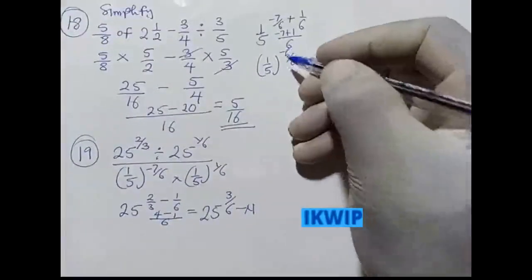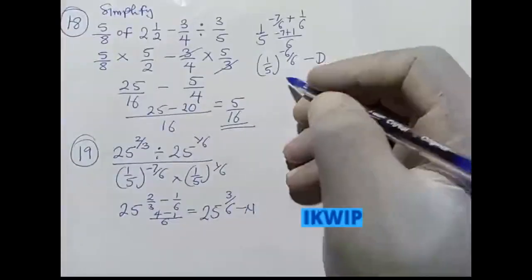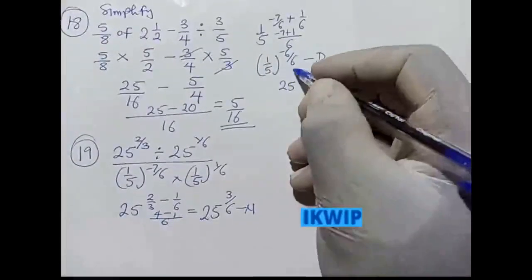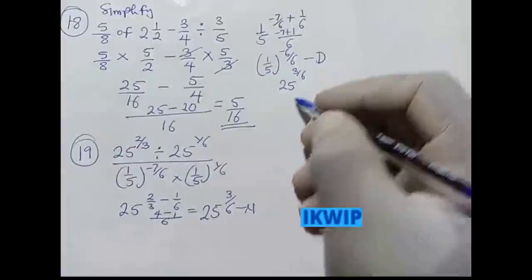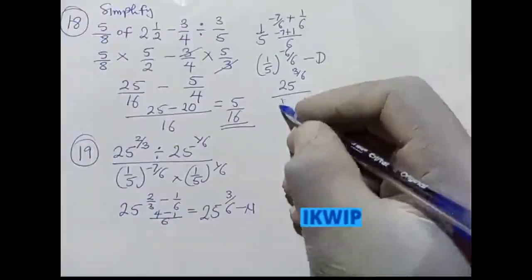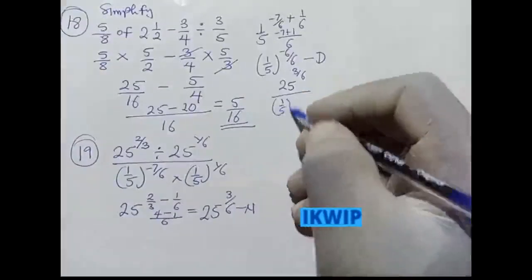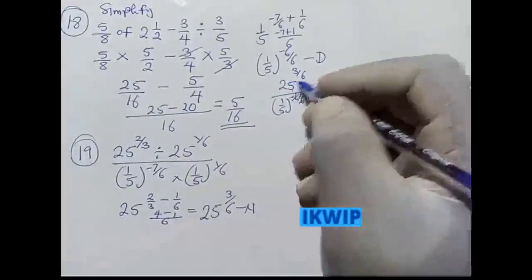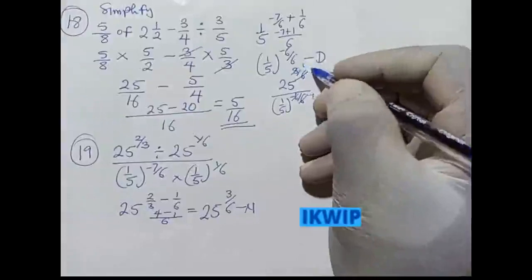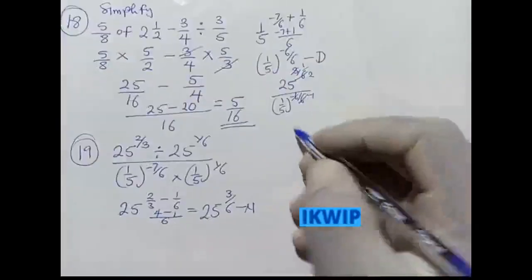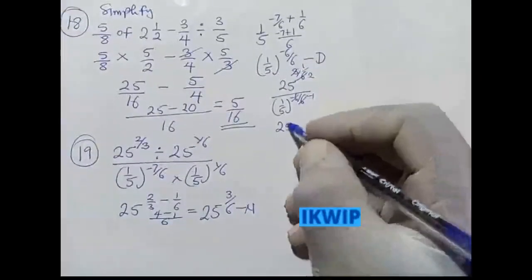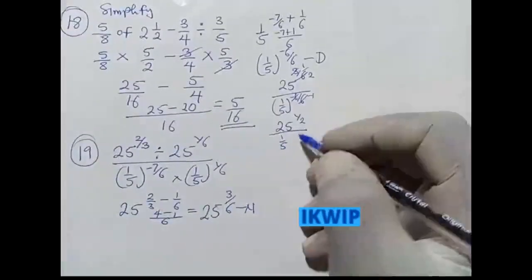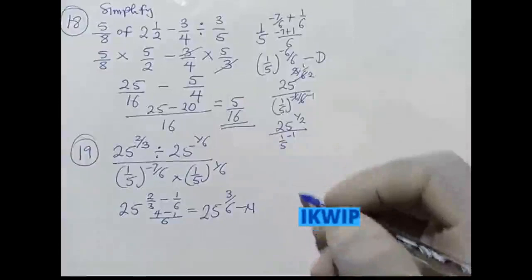So what I will basically have is my numerator, which is 25 raised to the power of 3 over 6, over 1 over 5 raised to the power of minus 6 over 6. This cancels, that's minus 1. This in this, that is 1 over 2. Therefore I have 25 raised to the power of 1 over 2 over 1 over 5 raised to the power of minus 1.